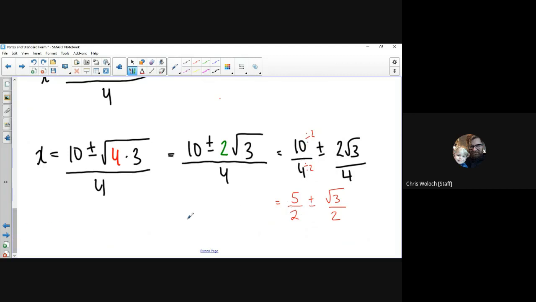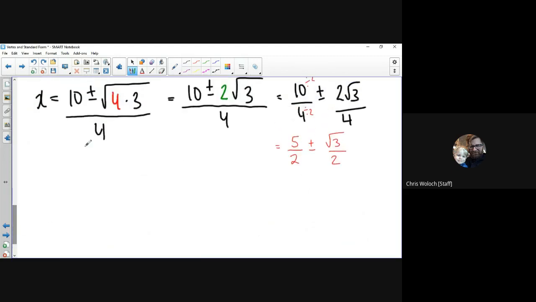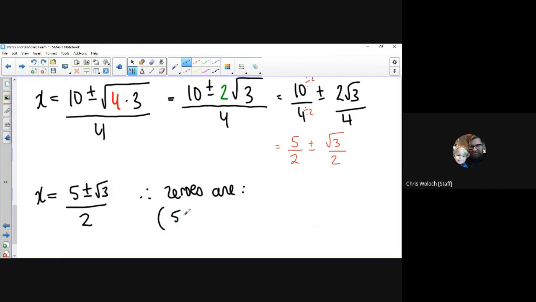All right? So finally, if we just go this way here, x equals 5 plus or minus the square root of 3 over 2. Right? So that means my zeros are 5 plus square root of 3 over 2 and 0, and 5 minus root 3 over 2 and 0.